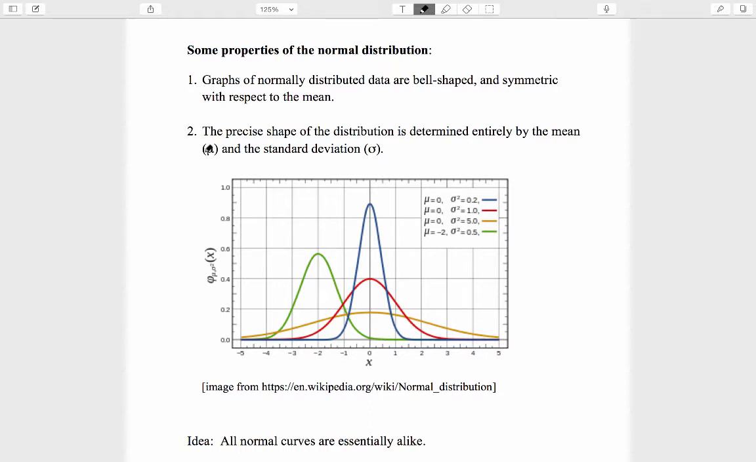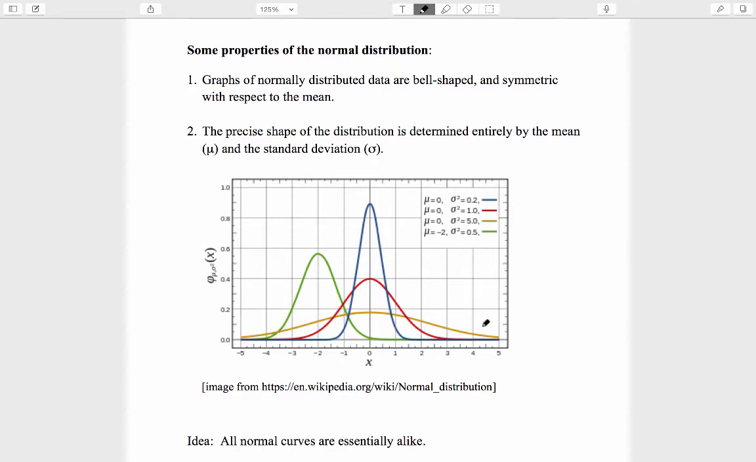The second point is that the precise shape of the distribution is determined entirely by the mean, that's mu, and the standard deviation, that's sigma. So if you look at these three curves, yellow, red, and blue, they all are centered at the same point. They're all centered at 0, that's this 0 down here. So they all have a mean of 0, mu equals 0 for all three of them. But what makes them different from one another is that they have different sigmas, different standard deviations.